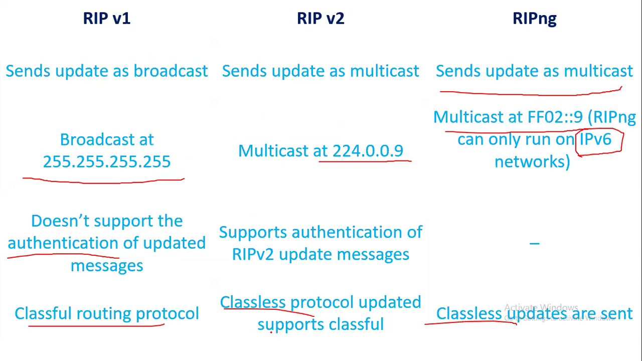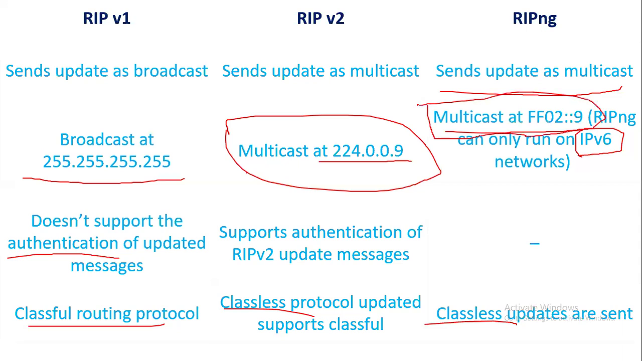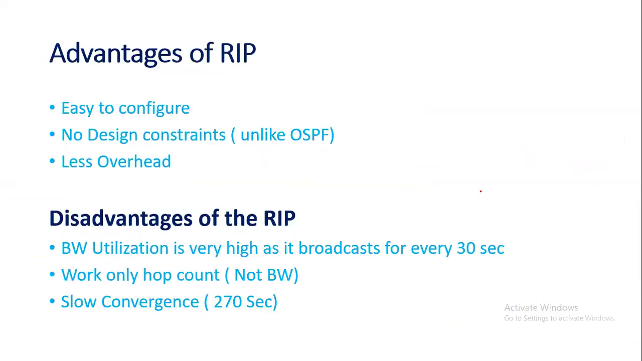The difference here is that only RIP version 1 uses broadcast, RIP version 2 uses multicast, and we need to remember the multicast address for RIP version 2. We have multicast addresses for EIGRP and OSPF also, so we need to focus on that. RIPng supports only IPv6 and has its own multicast address. I will also do one video for IPv6 subnetting, so you will get some more idea about IPv6.